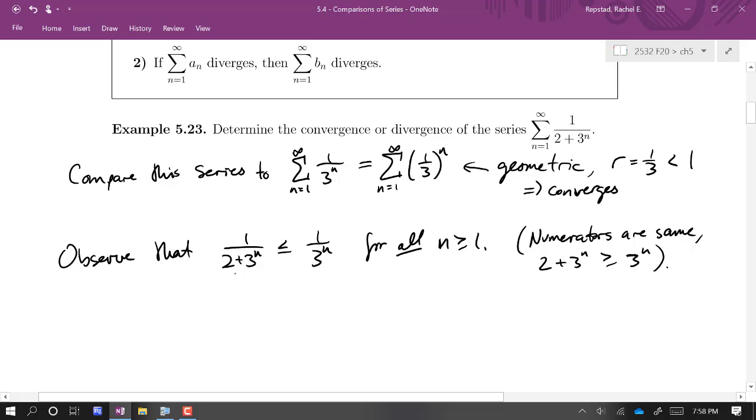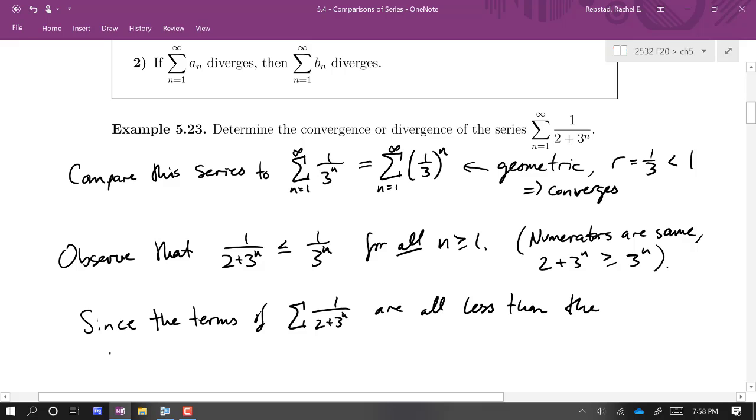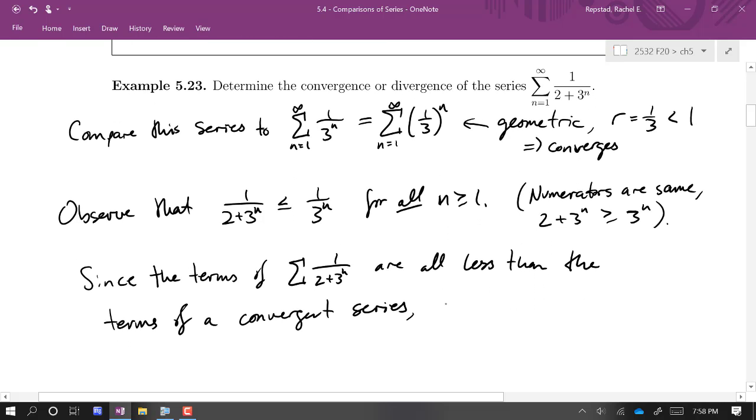So now the terms of my series are all less than the terms of a convergent series. And so I'm just going to write that out and write my conclusion and say, since the terms of this series are all less than the terms of a convergent series, it follows that our series has to converge.